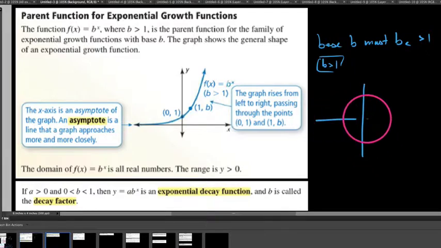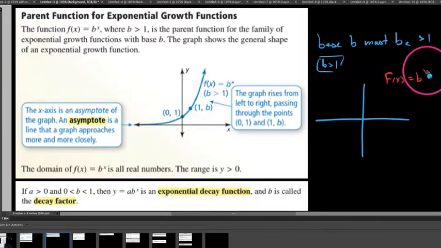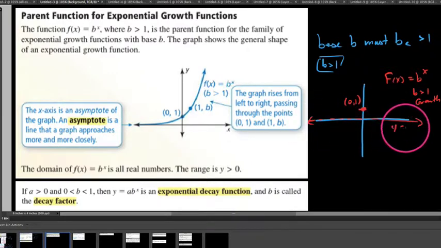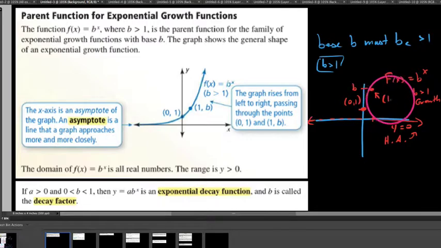Essentially, what I want to be able to draw for you is that all functions of the form f of x equals b to the x power, if b is greater than 1, are going to exhibit what we call growth. And all of them are going to pass through the point 0, 1. All of them are going to have a horizontal asymptote at y equals 0, so we're going to write HA for our horizontal asymptote. And you'll notice that one point they also describe on this graph is 1 comma b.